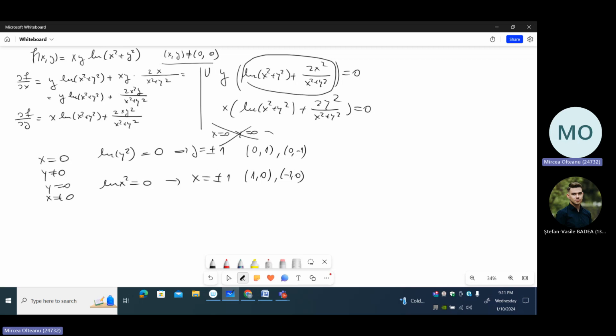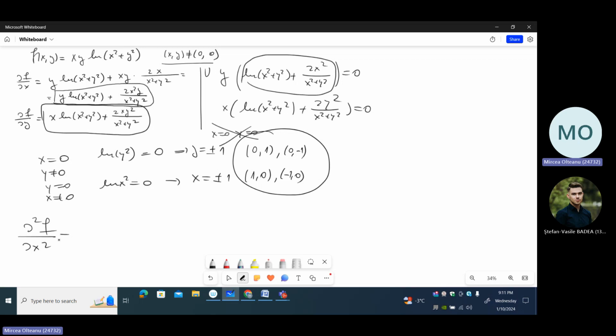So now we must decide the nature of these points. So for that, we need to compute the second order partial derivatives. It's a little bit of work here. These are the first order partial derivatives. So now let's compute the second order partial derivatives. So first of all, the non-mixed ones. We need to compute the derivative of the partial derivative with respect to x, with respect to x. Here we have the partial derivative with respect to x.